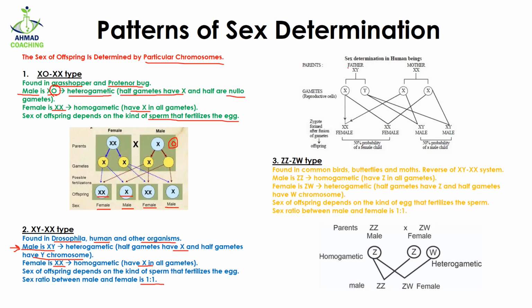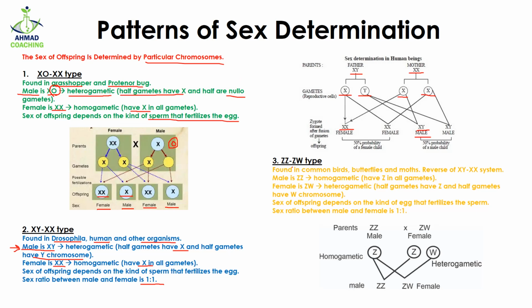Here we can see that the male has XY while the female has XX. When the male produces gametes, one half of the gametes will have the X chromosome, while the other half will have the Y chromosome. While the gametes produced by the female will have only the X chromosome. So if an X chromosome fuses with another X chromosome, we will have XX and the offspring will be female. But if Y fuses with X, then we will have XY, so the offspring will be male. So we will have 50% female and 50% male.